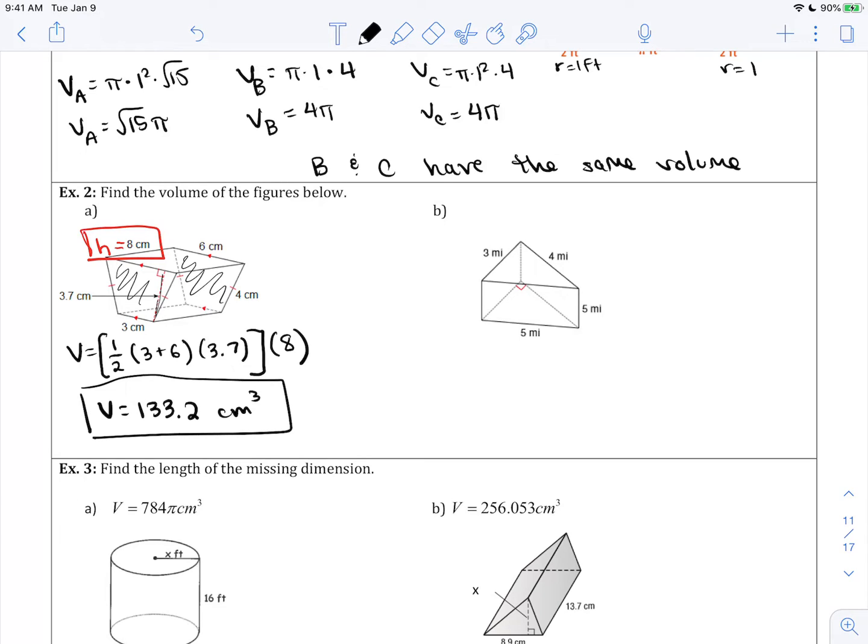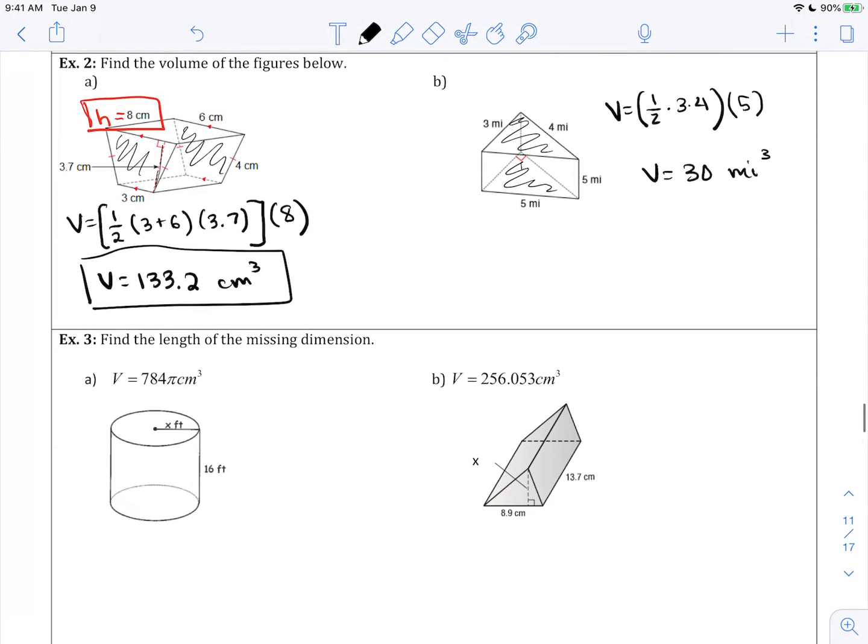All right, next one, we have a triangular prism, where these are our bases. So again, area of the base. Here the base is a triangle, so 1/2 times 3 times 4. And then the height of the prism is 5, so times 5. Plug all that in our calculator, we get 30 miles cubed. Okay, so that's calculating the volume.